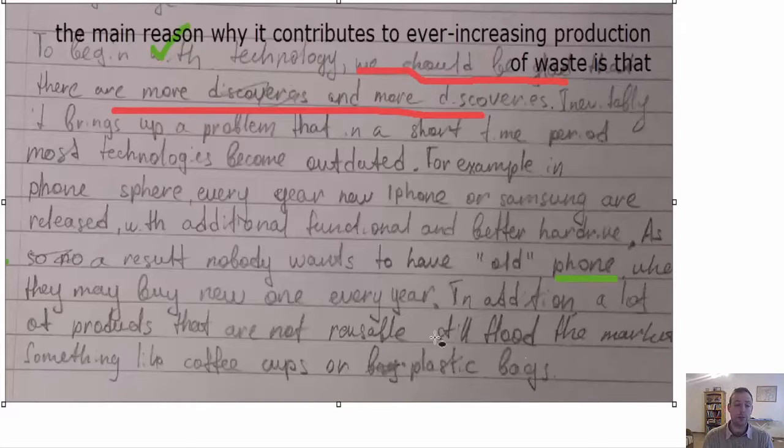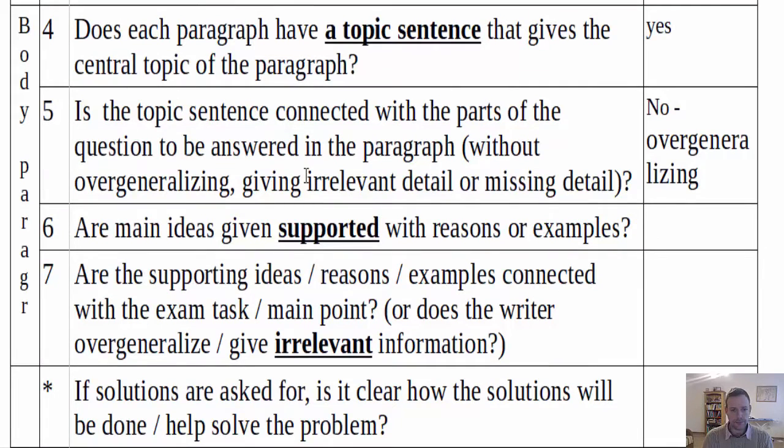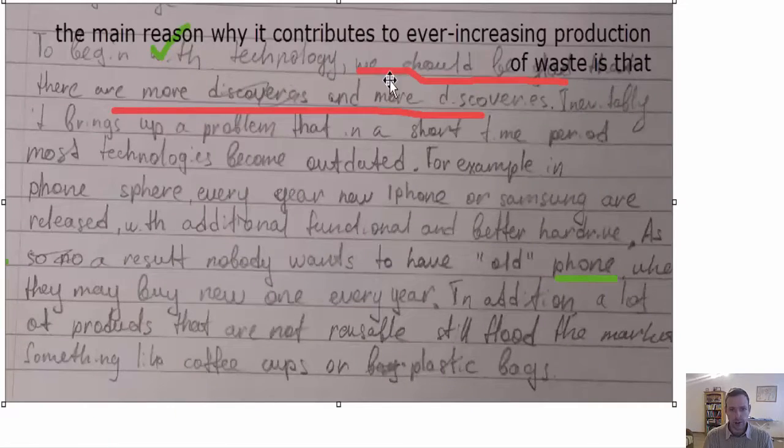So this is very typical. People can have the general idea there, but they overgeneralize. Okay, let's have a look at the next one. Our main idea is supported with reasons or examples, so that's important. And also 6 and 7 go together. Are the supporting ideas, reason, example connected with the exam task? Okay, so 2 things. Are the ideas supported, and are they connected with the task? So the first idea was we should be glad that there are more and more discoveries. So even if the person supports it, it's not that good because it's not connected to the task. Okay, so again, in this part I'm not going to look at mistakes.